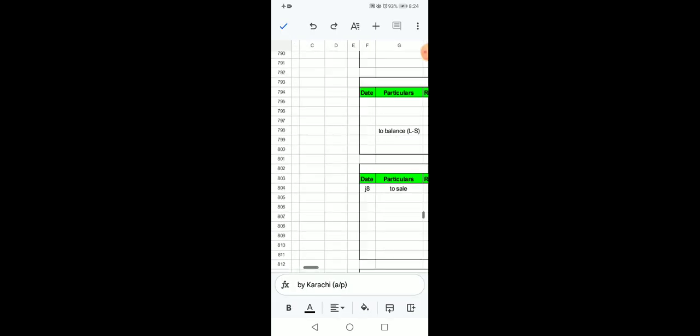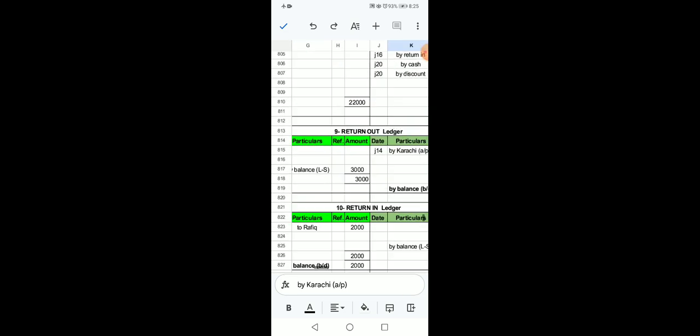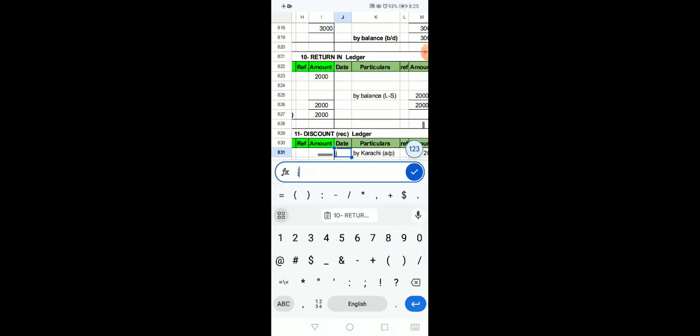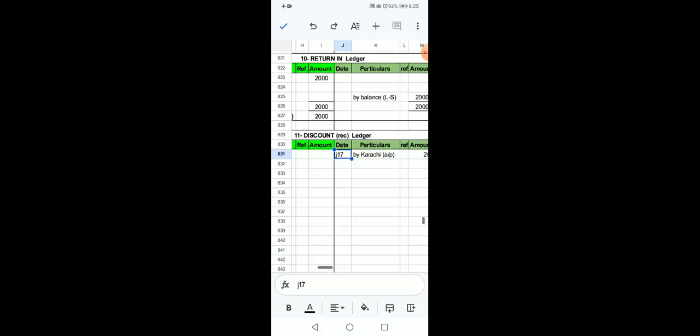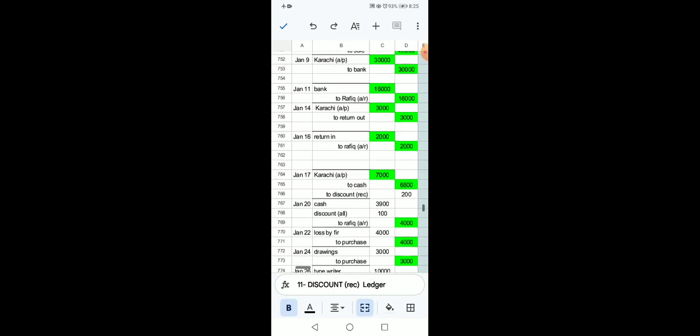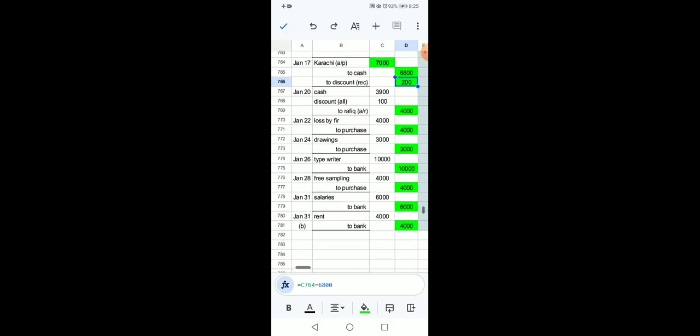Now see for 200 what was the date. Here January 17 was the date of this transaction. Put January 17 in the date column. Posting has been completed. We are making discount received. Now let's check if discount received is present anywhere else. This was your discount received. We have already posted it. It is completed. Mark it as done.